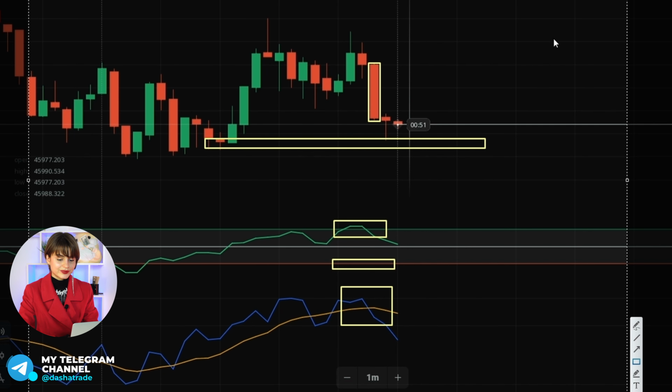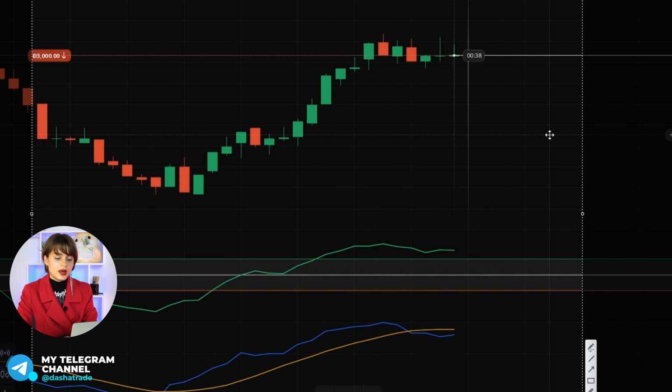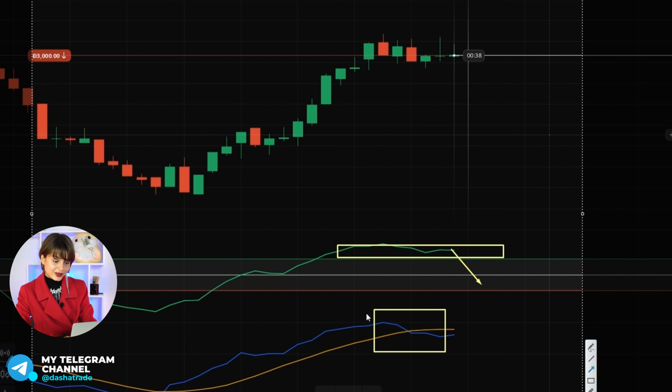Yeah. So I found another case. Let me open a deal with lower. Here I see the price is in the overbought zone, first of all, and the price usually goes downward after that. Then, on the momentum indicator, I see an intersection. The blue line intersects the yellow one from top to bottom.